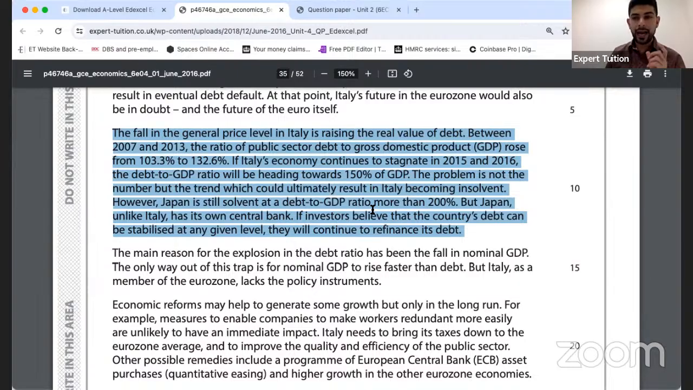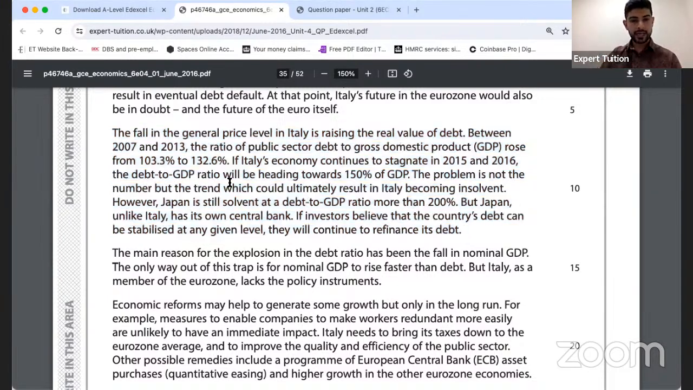Yeah? However, by the way, when they use the word however in an extract, that is a clue that it's an evaluation. You need to look for the word however. Anyways, however, Japan is still solvent at a debt to GDP ratio more than 200%. That I want us to zoom into. I want us to talk about Japan, because Japan provides a very interesting case study in terms of why massive debt... By the way, Japan's debt is the highest debt in any developed country in the world. It's over 250%, I believe now. It is mental, their debt.